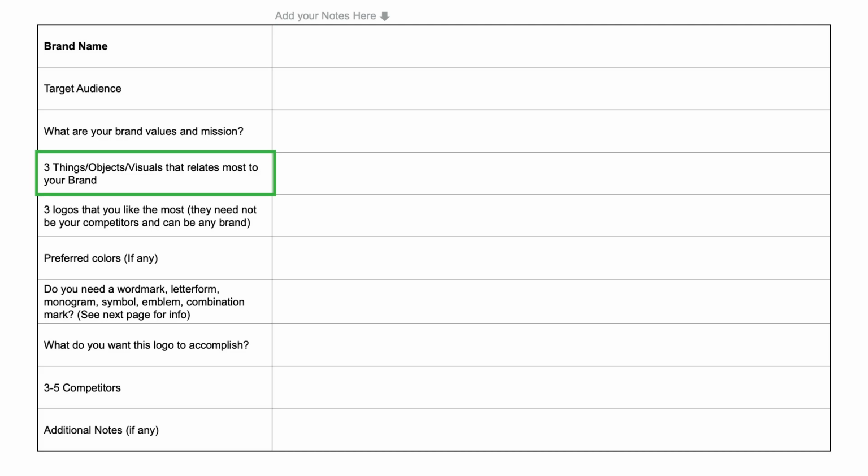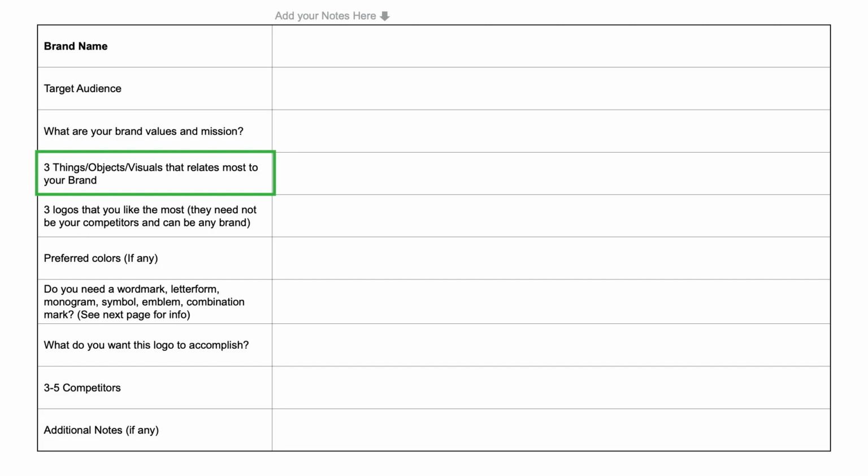Next question that we need to check is, what are the three things, objects or visuals that relate most to your brand? This is the most important question. For example, you are designing for a sustainability brand. A lot of elements can be used to design that logo, but you have asked for three elements, three visuals, objects, or things that relate most to the brand. Now, the answer can really help you in deciding on what elements can you use in designing your logo.